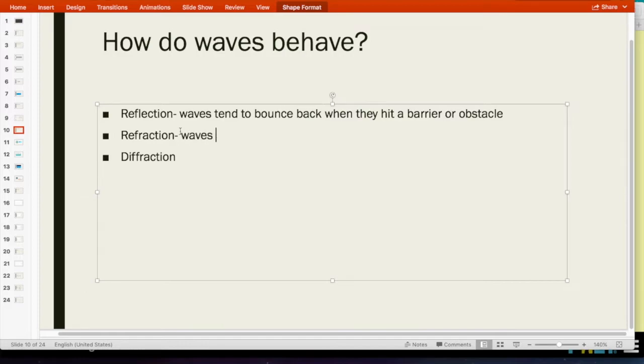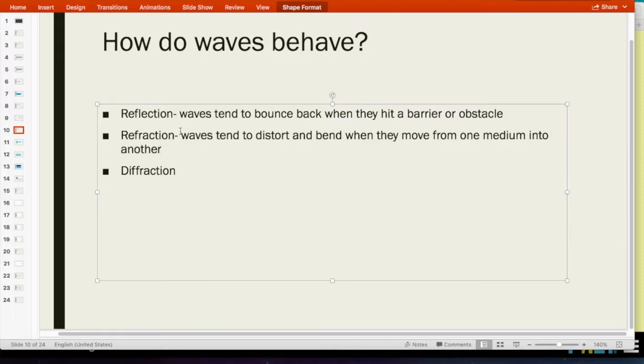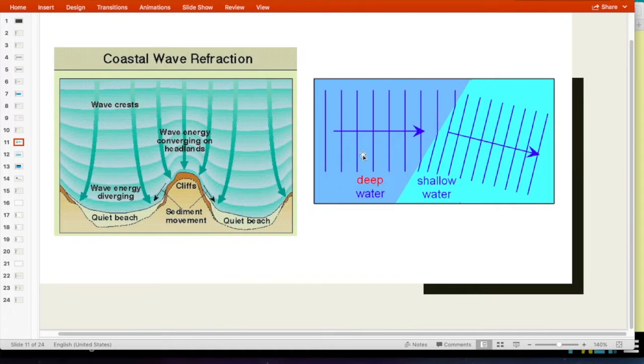Refraction is the fact that waves tend to distort and bend when they move from one medium into another. Here's an interesting example of refraction. Water waves. Deep water and shallow water. I can imagine that those behave so differently they can be considered different media.